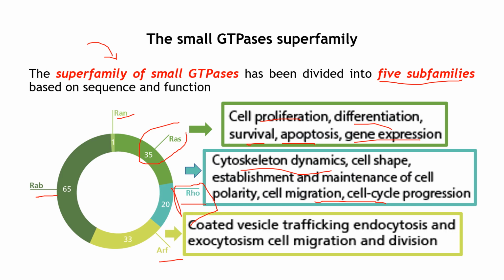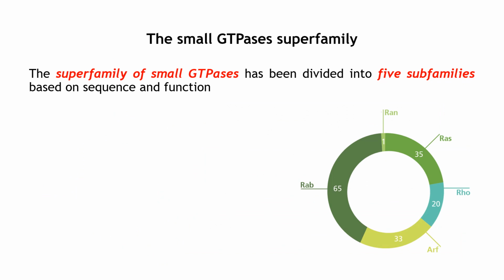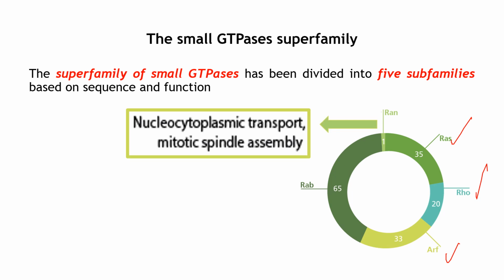Also, you have these ARF small GTPases that are in charge of vesicle trafficking and endocytosis, as well as cell migration and division. Now let's recap the ones I already told you about: RAS, that is cell proliferation, Rho, that is cytoskeleton, and ARF, that is different vesicles. Now let's talk about the other two that we missed.